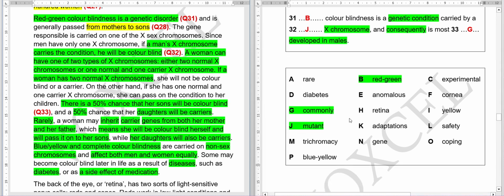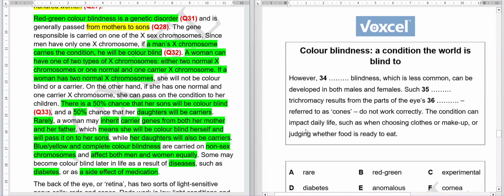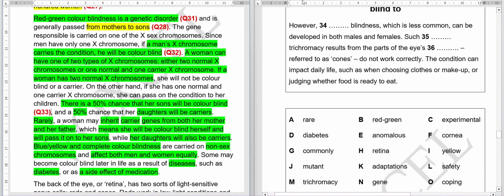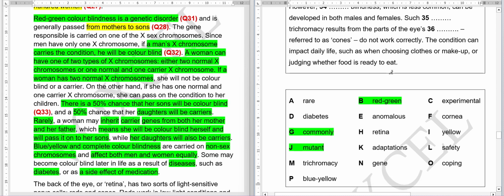Let's read question 34. B, G, J. Let me mark here also so that we understand these options have been selected. Okay, let's read the 34th question. "However, dash blindness, which is less common, can be developed in both males and females." We have also read this.